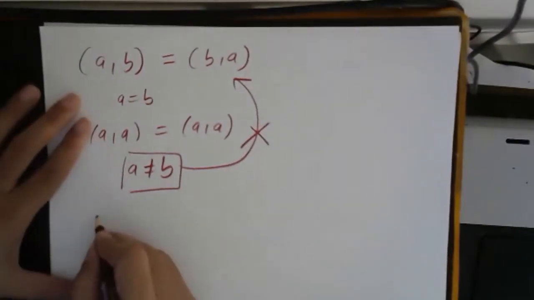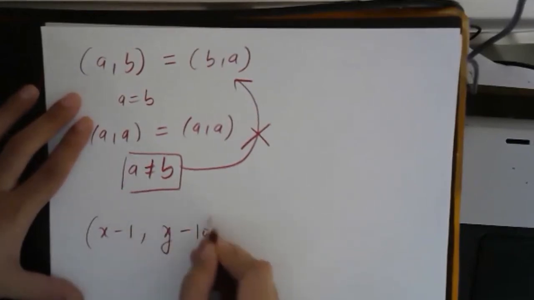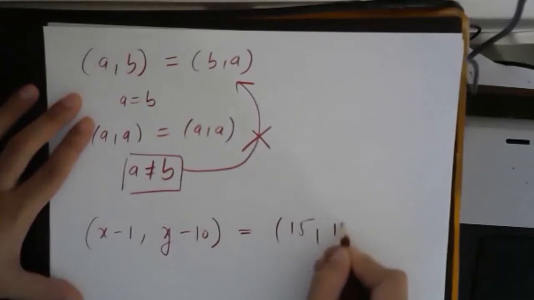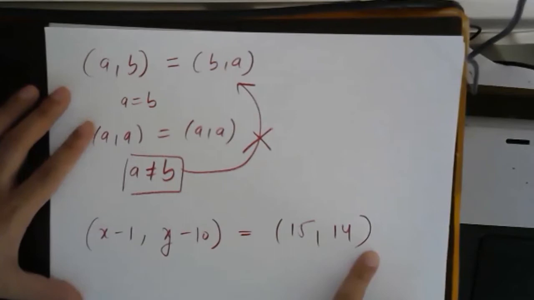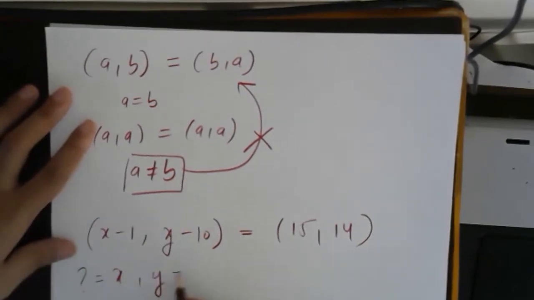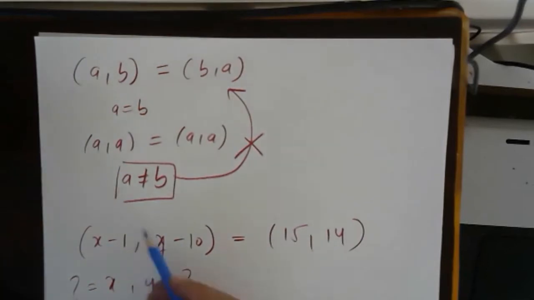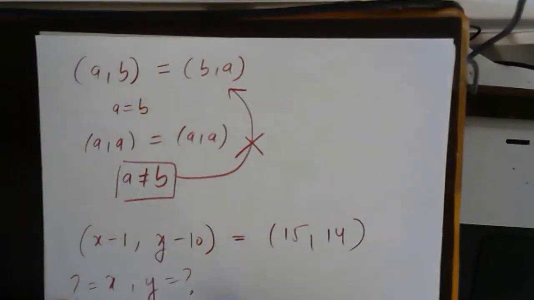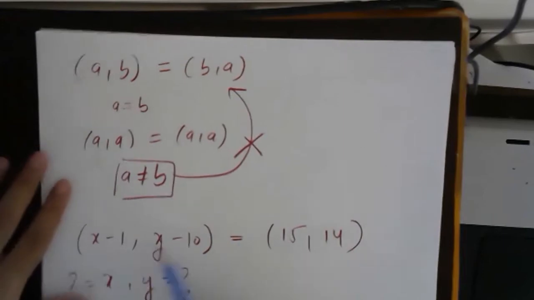So suppose you have been given a question that (x minus 1, y minus 10) is equal to (15, 14). Then what is the value of x and y? Tell me the values of x and y. If these two are the same, x is 16. What is the value of y? Y is equal to 24. Very good, excellent.